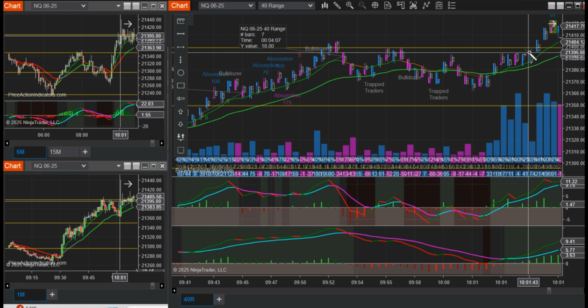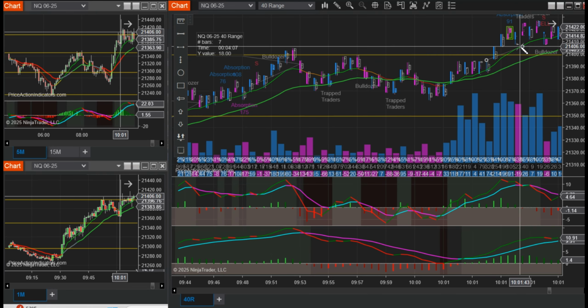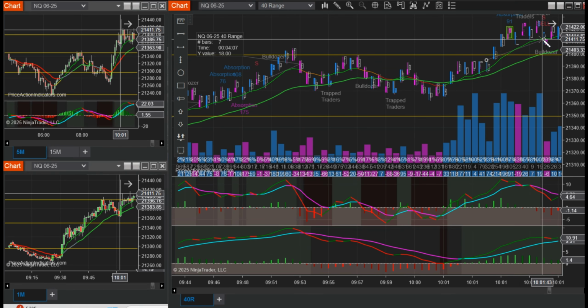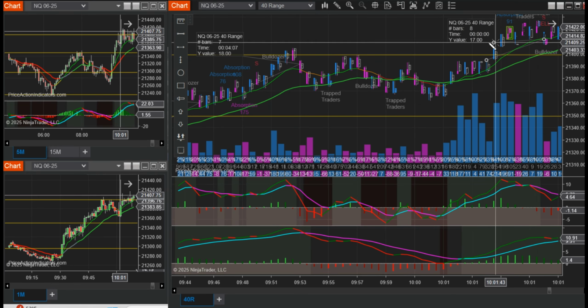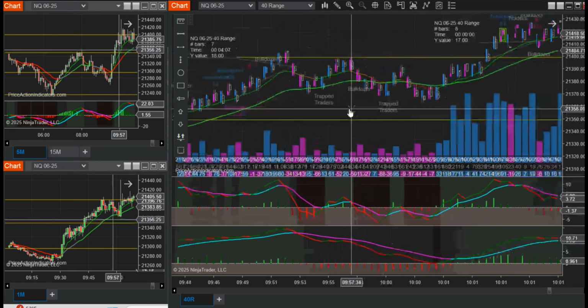It came back, but it never took it out. All right. Never took out the low of that candle. So stop goes to here. Stop goes to here. Stop goes to here. To here. To here. And right here, it got us out. All right. It's 10 o'clock in the morning. And we secured 18 is 36. Another 17. Oh, is that 43 points already?